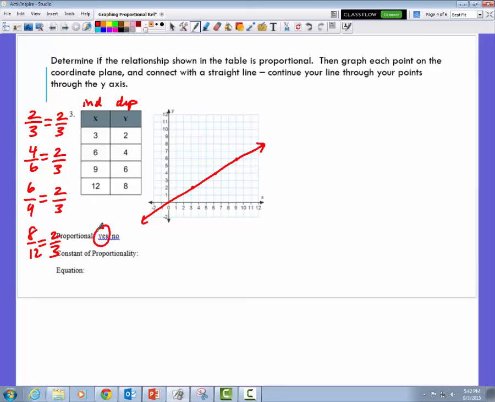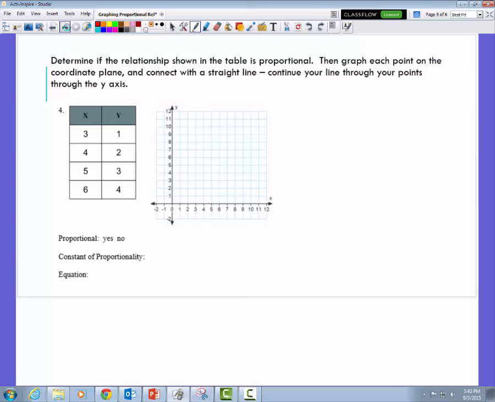And this time, my constant of proportionality, the part that doesn't change, it's constant, it never changes, is 2/3. So I'm going to say my k value for my equation will be 2/3, and my actual equation, y will equal 2/3 x. All right, so very similar to what we've done in the past, except for now we're adding a graph, and we have to make sure that it does actually trend towards and go through 0, 0.